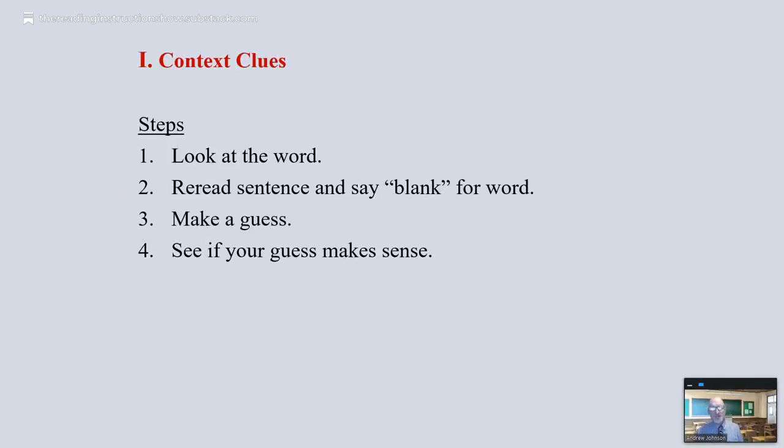The first one is context clues, and you're teaching using cognitive modeling. You are modeling. Boys and girls, this is what I do. Step 1, I look at the word. Step 2, I reread the sentence and say blank for the word. Step 3, I make a guess. Step 4, see if my guess makes sense. And I model this out loud using text that they can see.